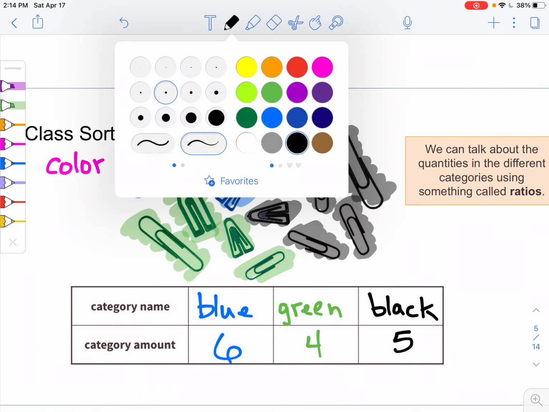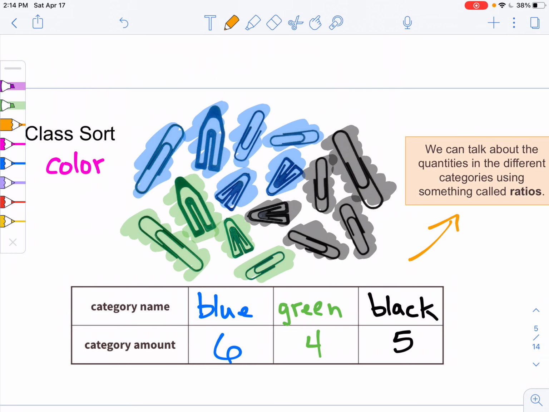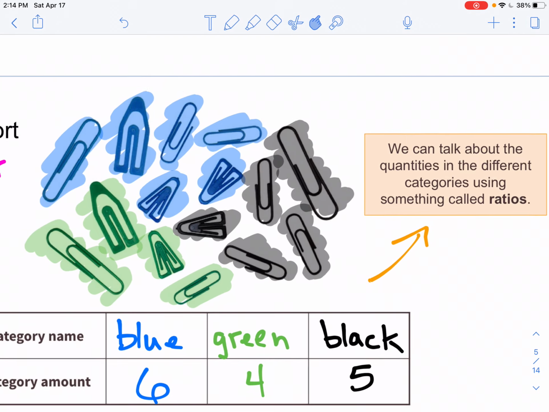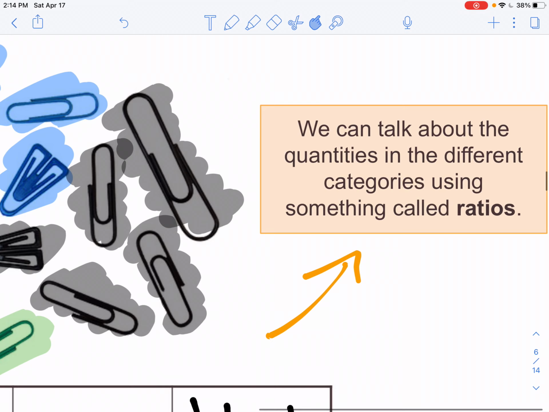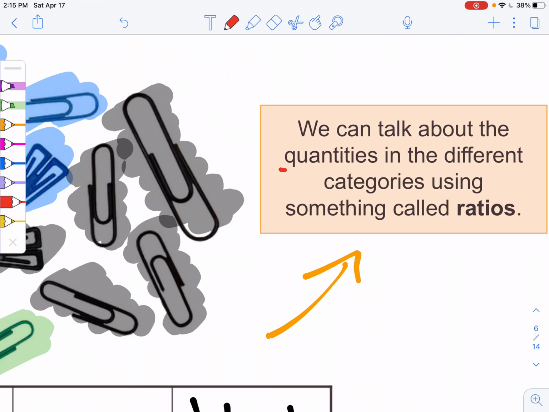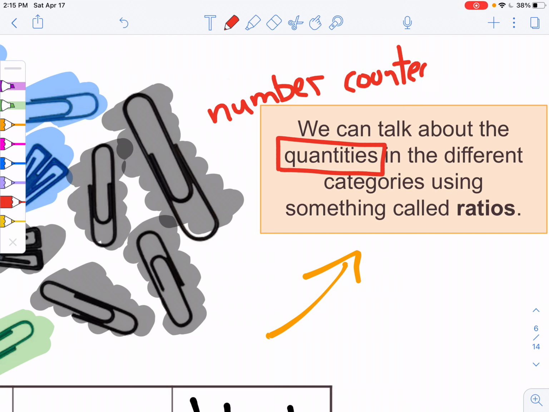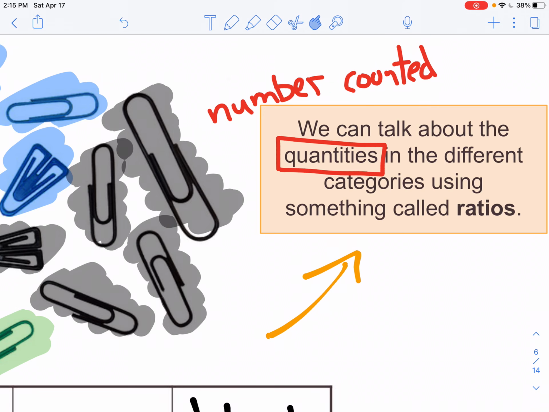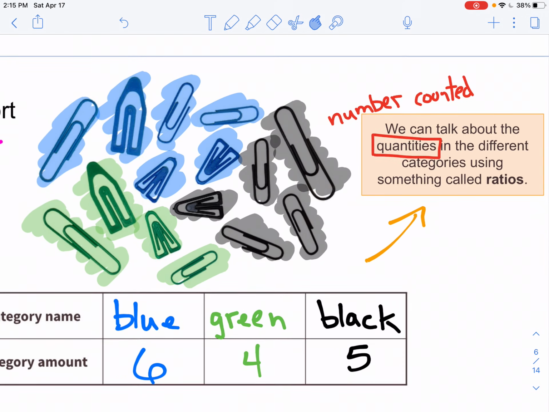Up here in the kind of peach colored box, it says we can talk about the quantities in the different categories using something called ratios. So here's another fancy word that just kind of got thrown in at you. The quantities, we counted them. It was the number that we counted. That's what quantity means. Somebody counted something up and told you how many there were. So we can talk about the number counted in the different categories by using something called ratios.